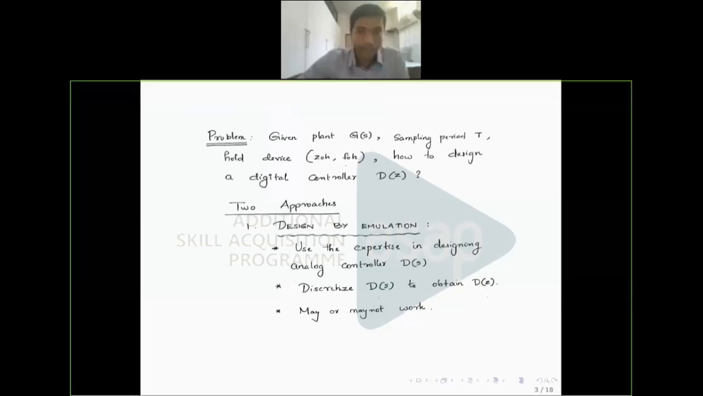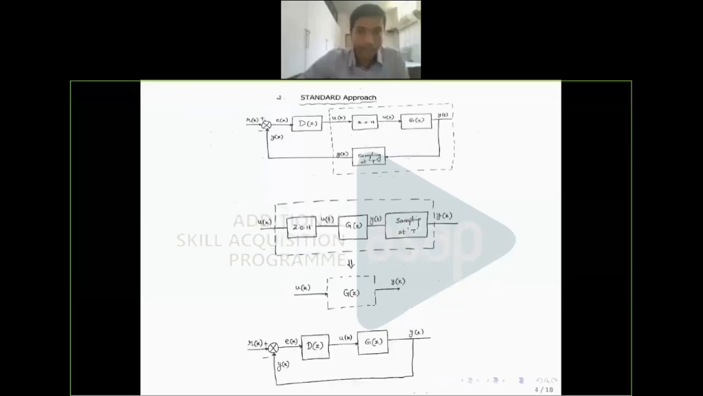But this is not a standard. Now let's come to the standard approach, that of designing a digital controller in a discrete time control system.